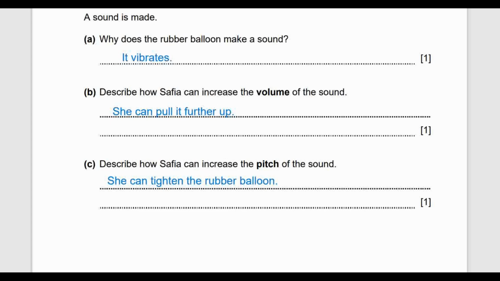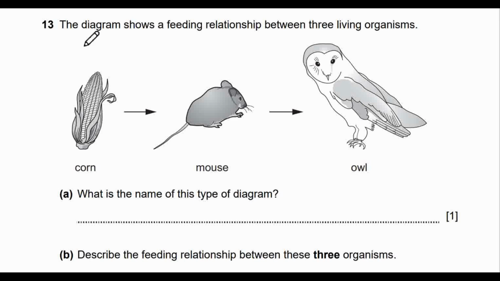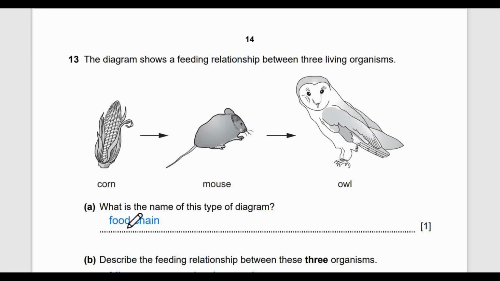Next number. Question 13. The diagram shows the feeding relationships between 3 living organisms: corn, mouse, owl. Question A. What is the name of this type of diagram? So it's a food chain. So let's type that down. So here we go. It's food chain.